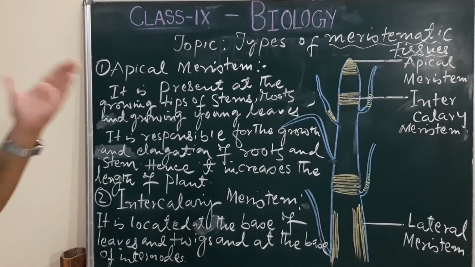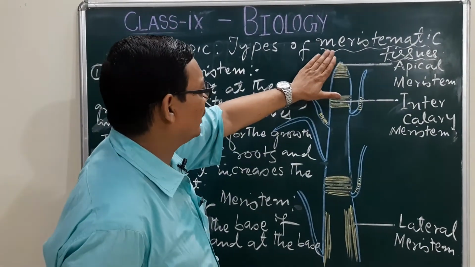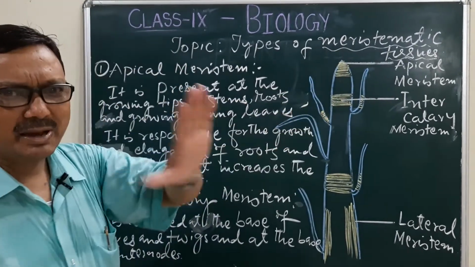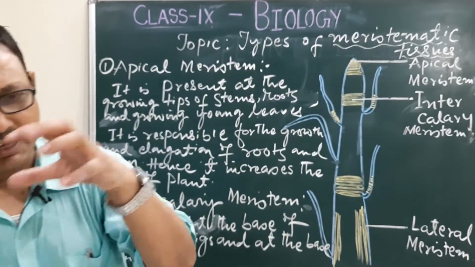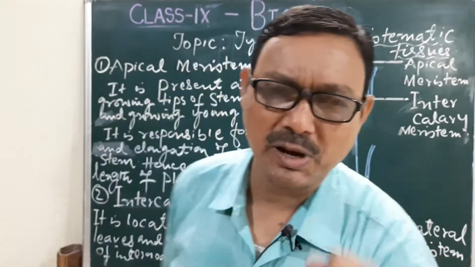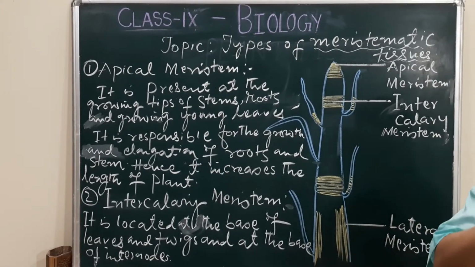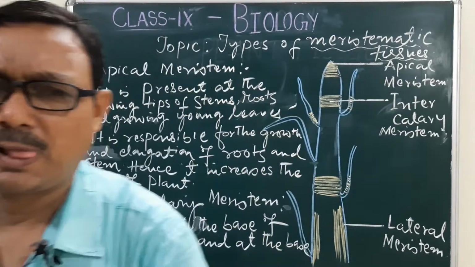We have discussed this in the earlier part, and also we have seen that such type of tissue is made up of living cells. Their cell wall is thin, there is a dense cytoplasm and a prominent nucleus, there is no vacuole, and if there is a vacuole, it is very small.